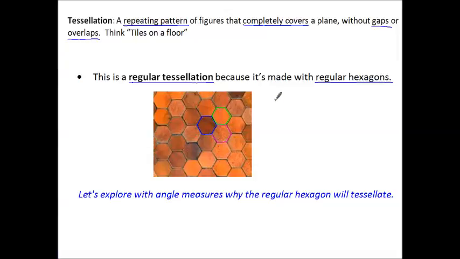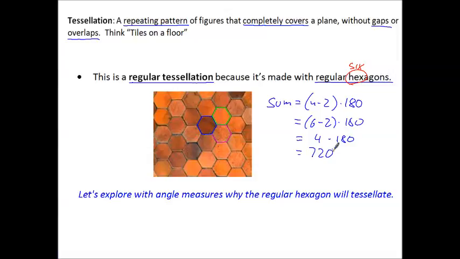Remember, the sum of the interior angles of a polygon is equal to n minus 2 times 180. Here we have a hexagon, and hexagon means 6, remember. So n is equal to 6. 6 minus 2 times 180, 4 times 180, is equal to 720 degrees. But that is just the sum.